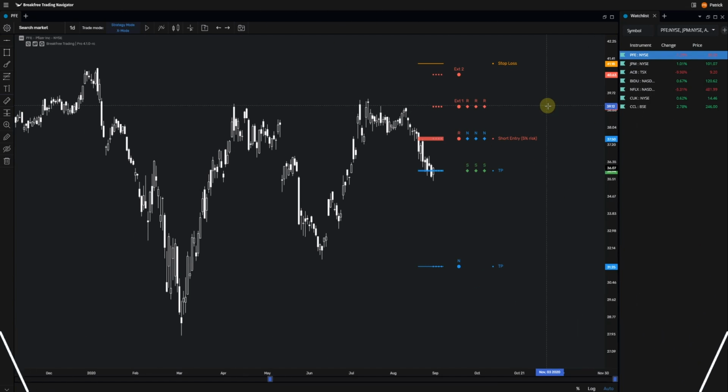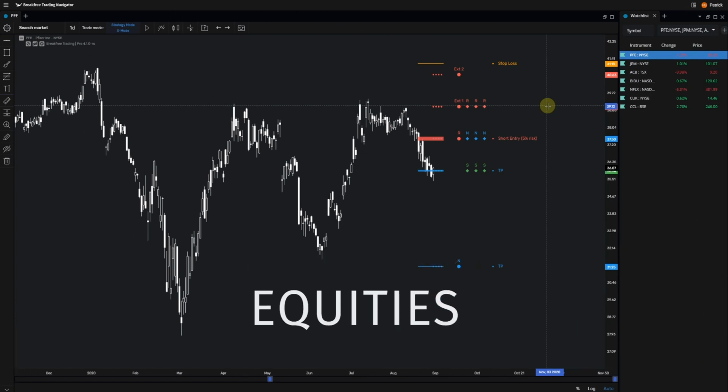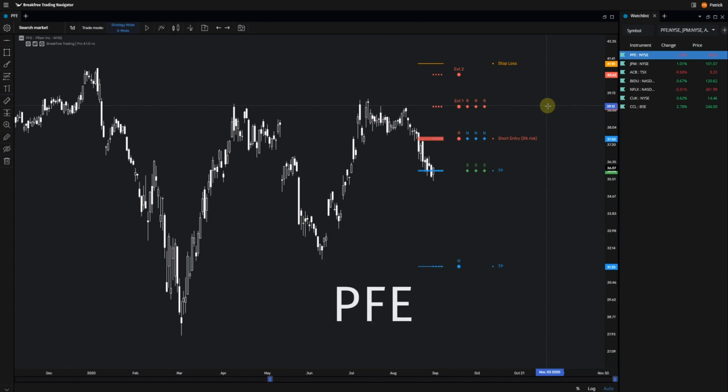Okay, so now we're going to be moving on to equity. The first one on the list is PFE. I believe we've already set this one up last week, so there's really nothing much to do here yet. We just have to wait for price to come down into a short entry.